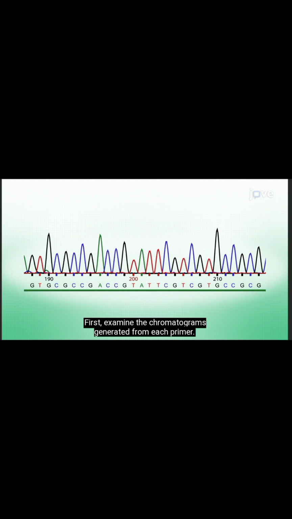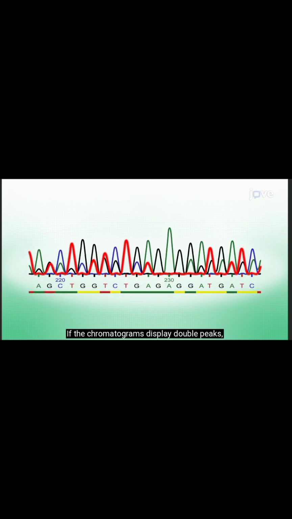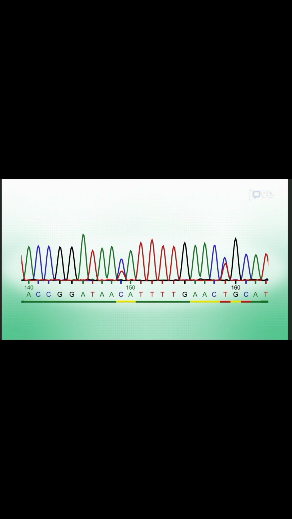An ideal chromatogram should have evenly spaced peaks with little to no background signals. If the chromatograms display double peaks, multiple DNA templates may have been present in the PCR products, and the sequence should be discarded. If the chromatograms contain peaks of different colors in the same location, the sequencing software likely miscalled nucleotides. This error can be manually identified and corrected in the text file.